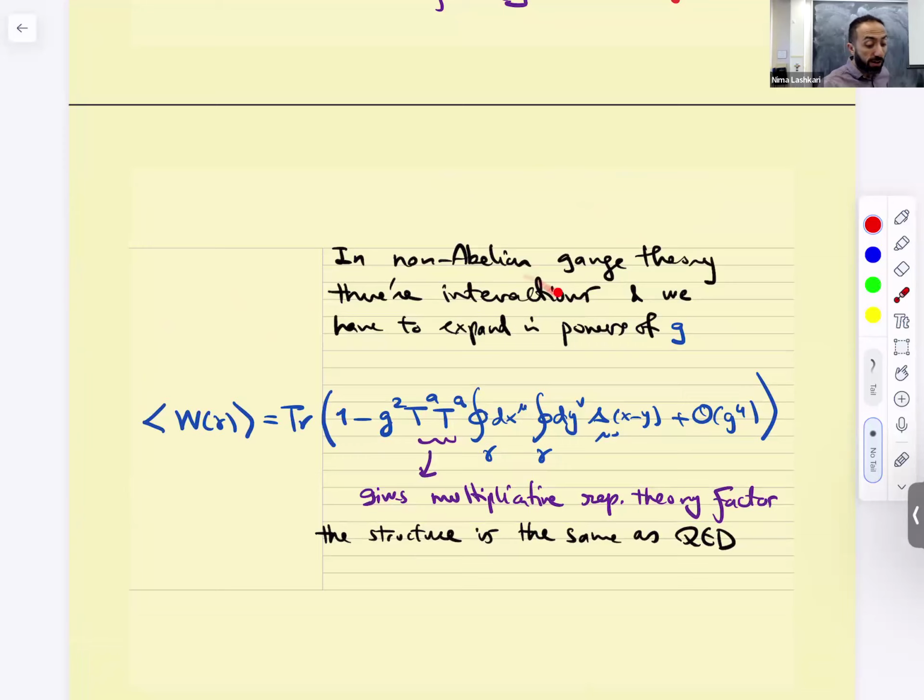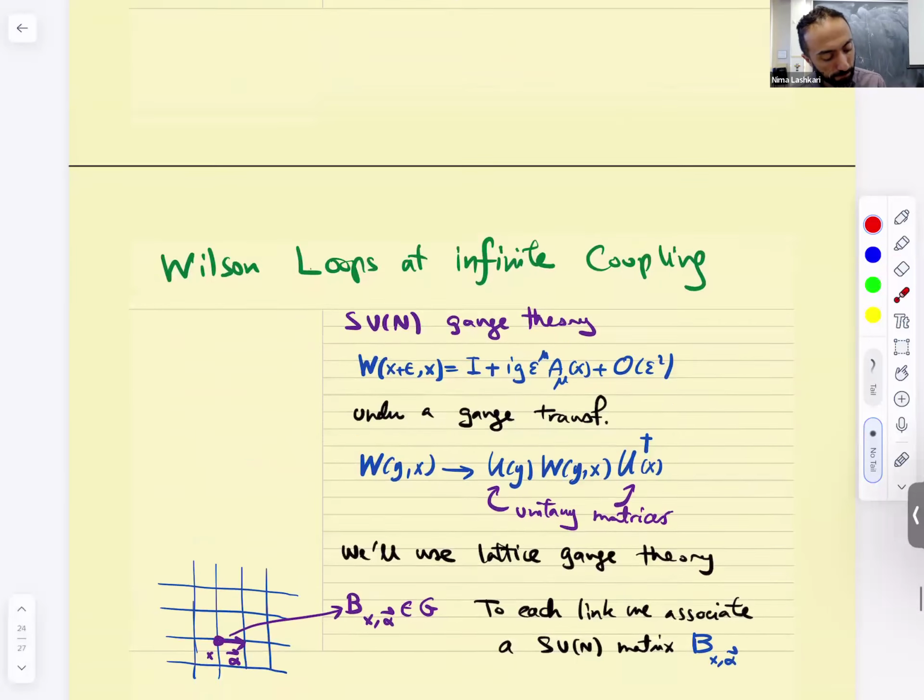In non-abelian gauge theory, there are interactions, just exactly what I was saying. So we have to expand in powers of g. Here's what you get if you expand to the lowest order in g. There will be g squared, of course, and multiplicative factors coming from the representation theory. And then the propagator is this. There will be a similar integral. I'm just expanding the exponential and looking at the first term. All right.